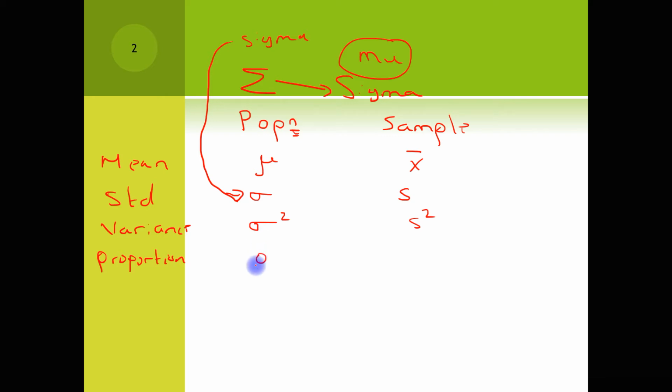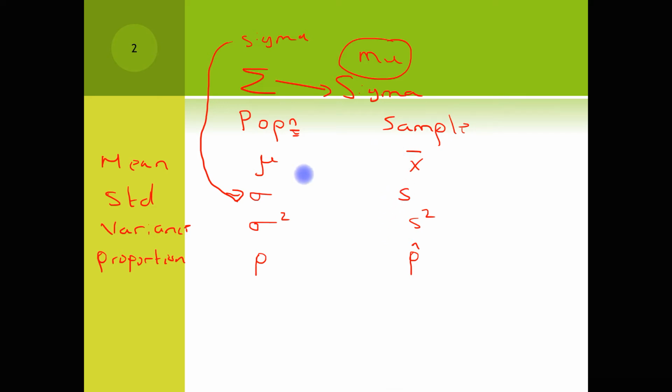For proportion, it's going to be p, we are going to define it, and for the sample, we are going to define it as p cap. Now, bear in mind that different books define things differently. For example, certain books define it as pi, all right, and me, I'm defining it like this. So we will take these notations in the context of this course, all right.